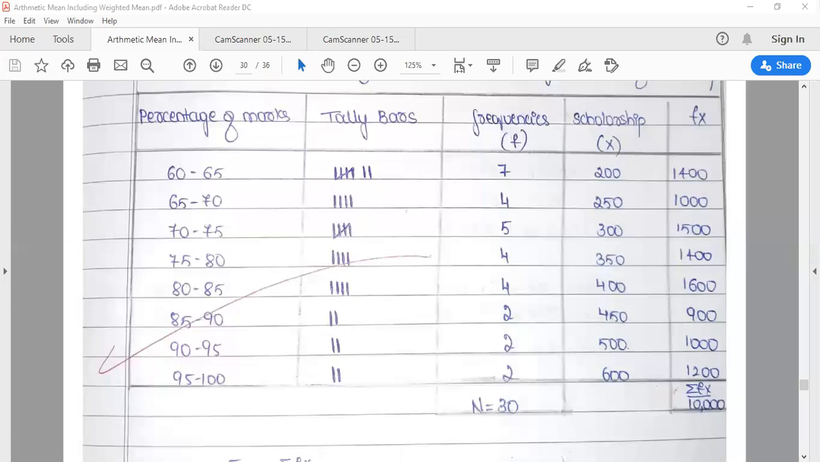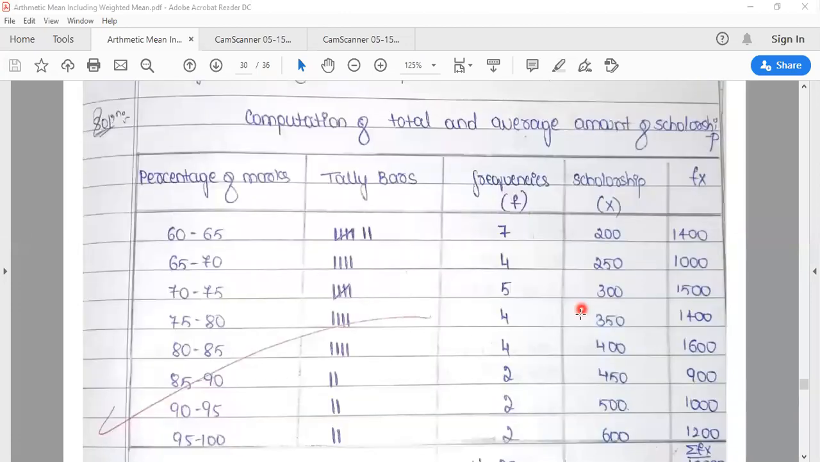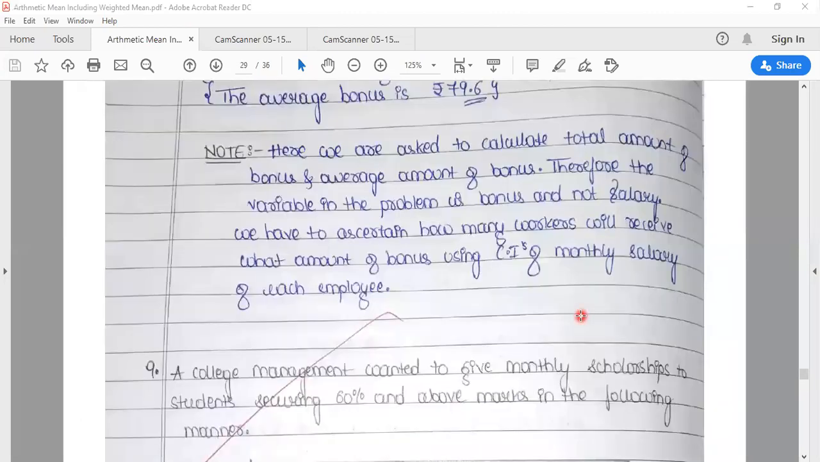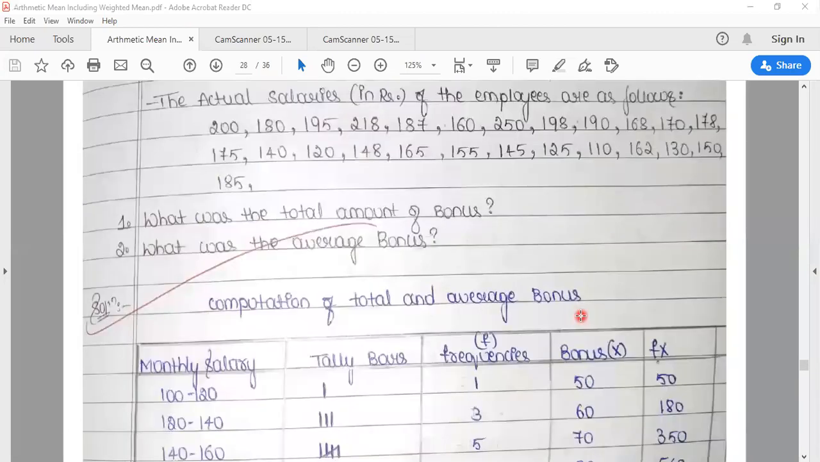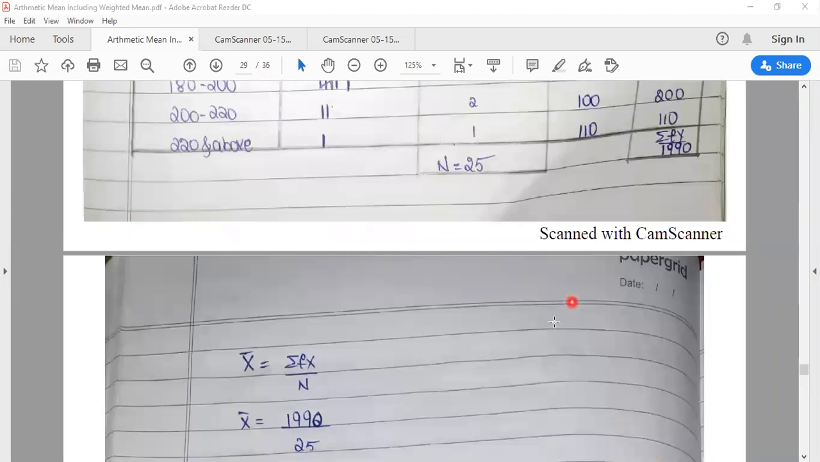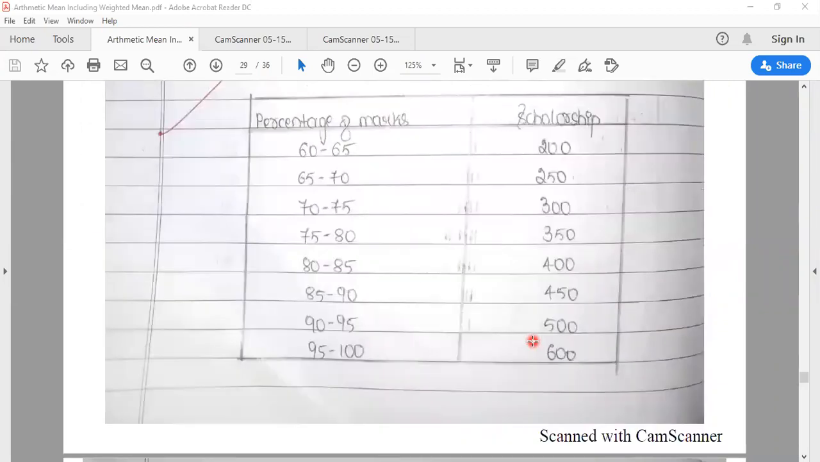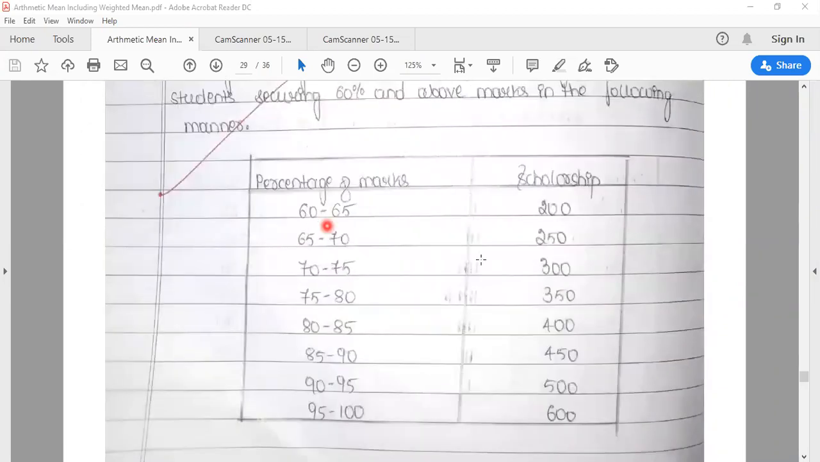Okay, so now one more important concept for us to understand is inclusive series and exclusive series. We will understand what is inclusive and exclusive. I will take this as an example. Now, inclusive series and exclusive series. I'll just change the color for you to understand.